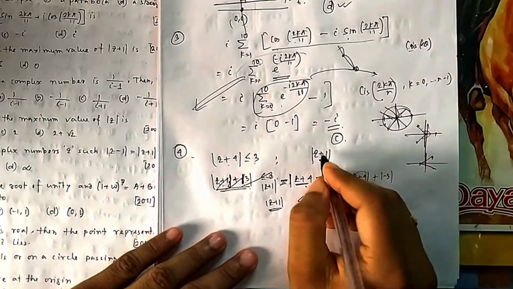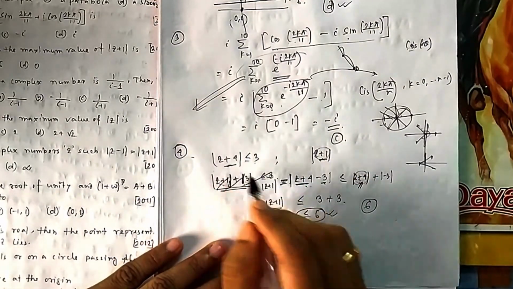So whatever you need to calculate, you try to form this one using the given one, and you apply that triangular inequality.